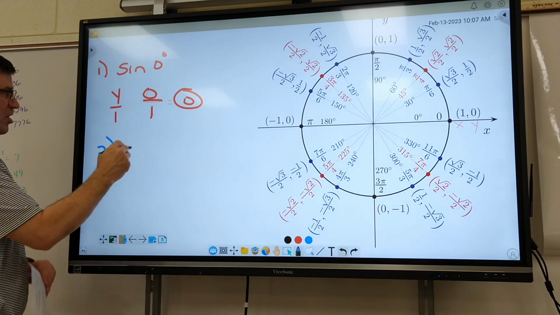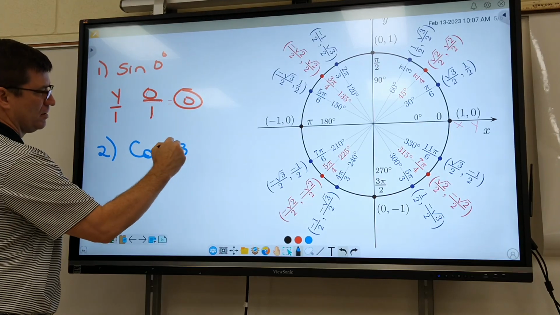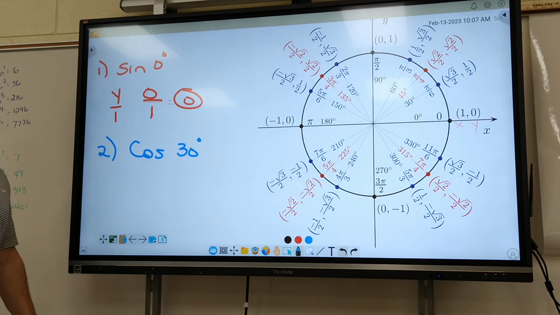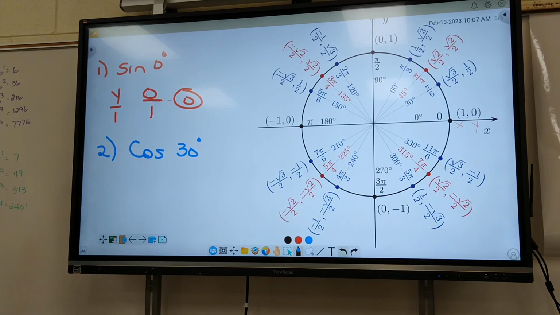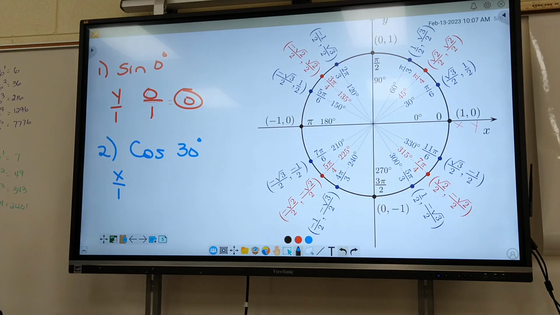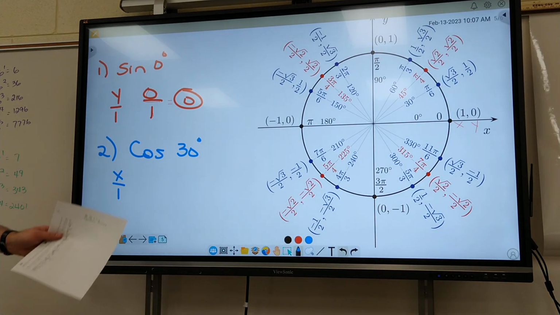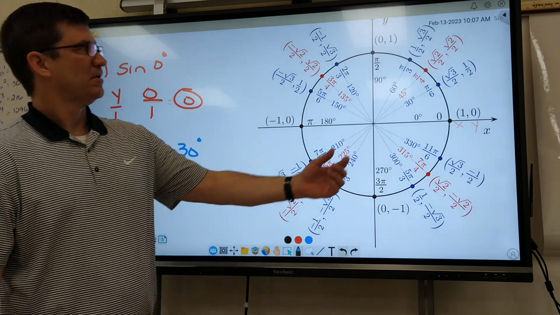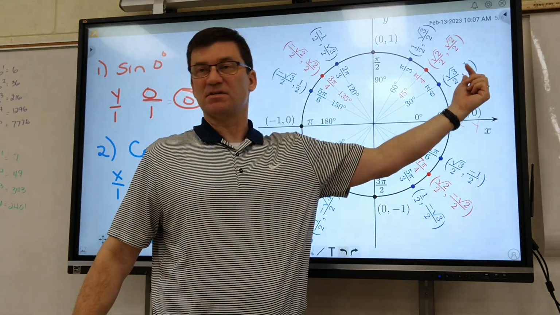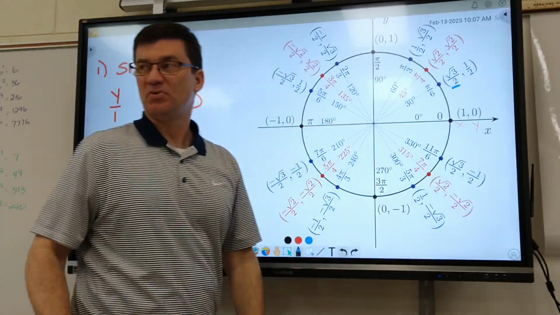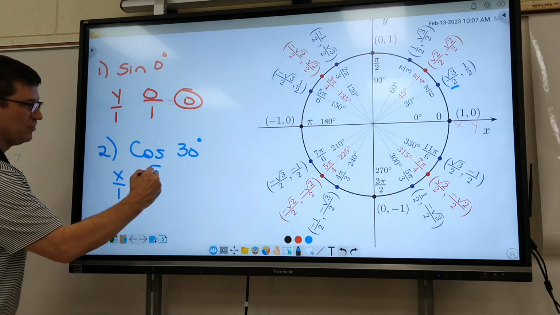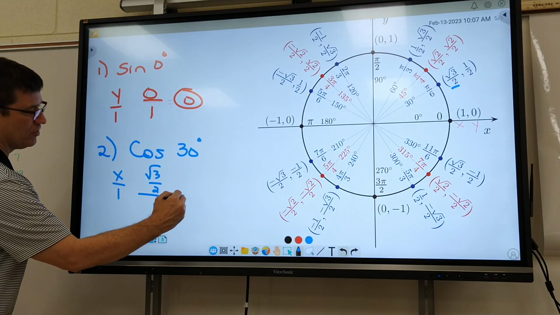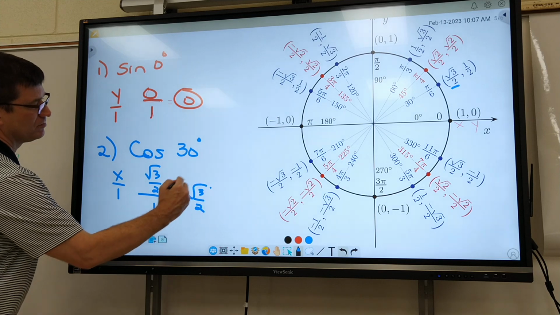All right, number 2, cosine of 30 degrees. What is the formula for cosine? X/1 this time. All right, so go to 30 degrees on your circle. Take the X. Which one's the X? It's the first one. Put it over 1. So you've got √3/2 divided by 1. That's just √3/2.